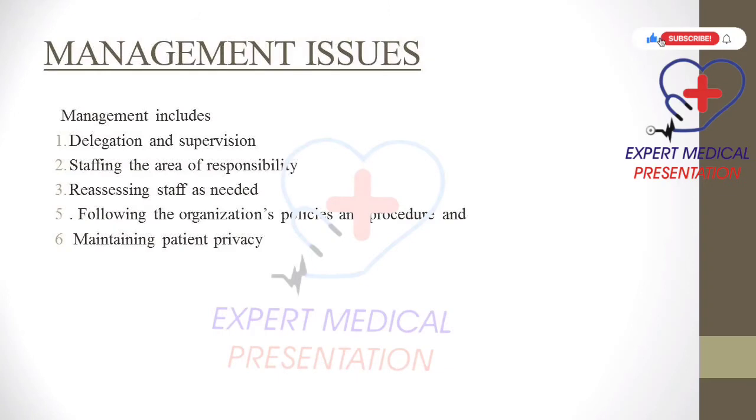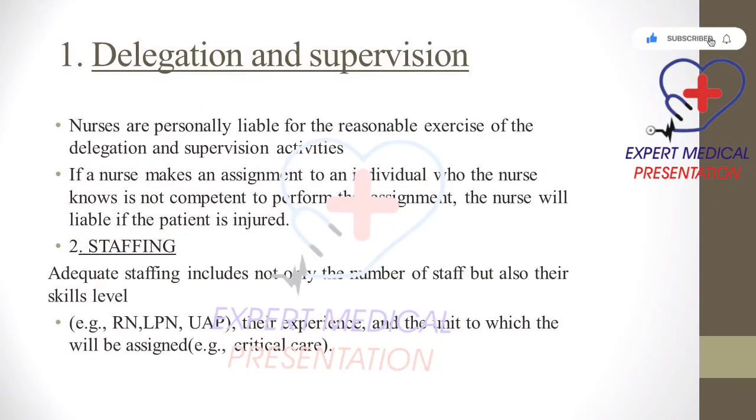Management issues. Management includes delegation and supervision, staffing the area of responsibility, reassessing staff as needed, following the organization's policies and procedures, and maintaining patient privacy. 1. Delegation and supervision. Nurses are personally liable for the reasonable exercise of delegation and supervision activities. If a nurse makes an assignment to an individual who the nurse knows is not competent to perform that assignment, the nurse will be liable if the patient is injured.